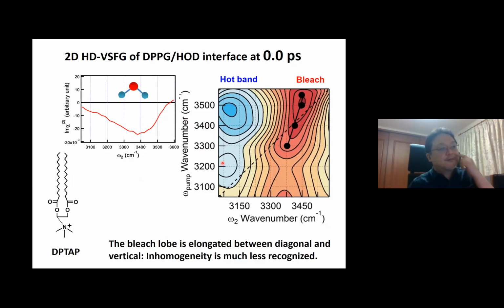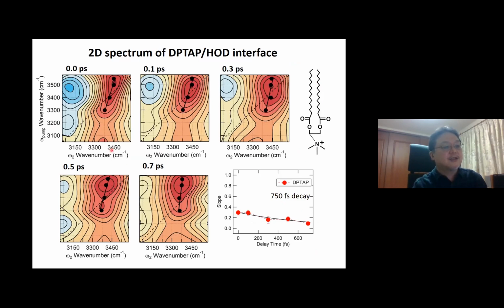And in the case of the positively charged DPTAP, we observe this diagonal elongation, but more vertical, you can see. And this diagonal elongation again becomes vertical, reflecting the spectral diffusion.